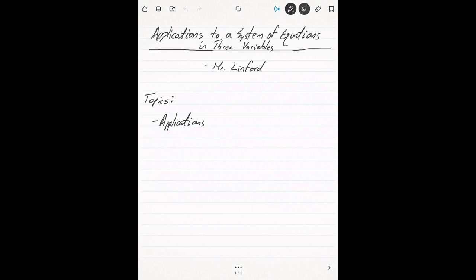In today's presentation, we're going to be talking again about the applications to a system of linear equations, but this time we're going to be talking about applications to systems in three variables, where we have three unknowns. In particular, in these applications, we're going to go over a variety of topics like mixture problems and what we sometimes call cost and count problems, and we're going to see some of the similarities and different methods for solving these.